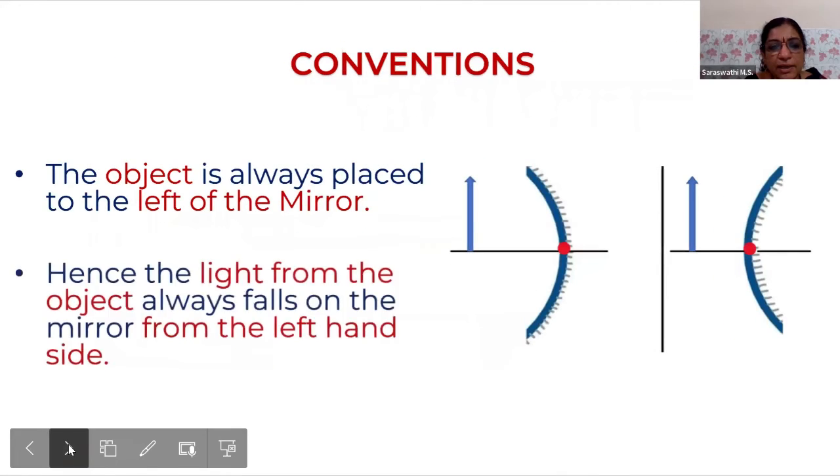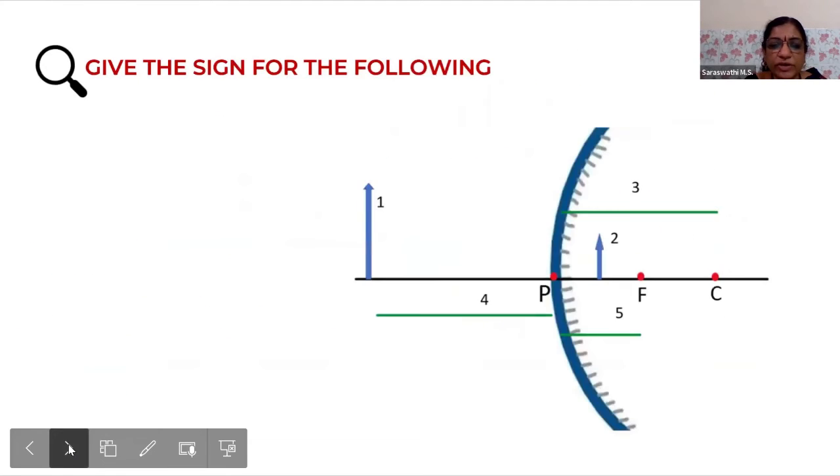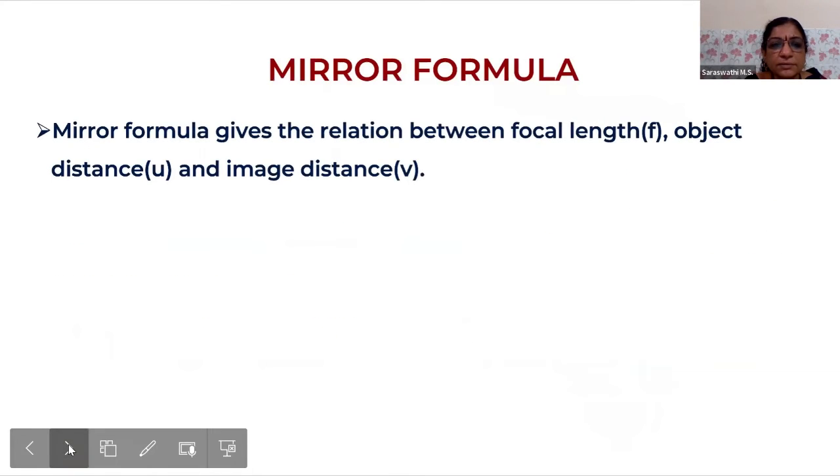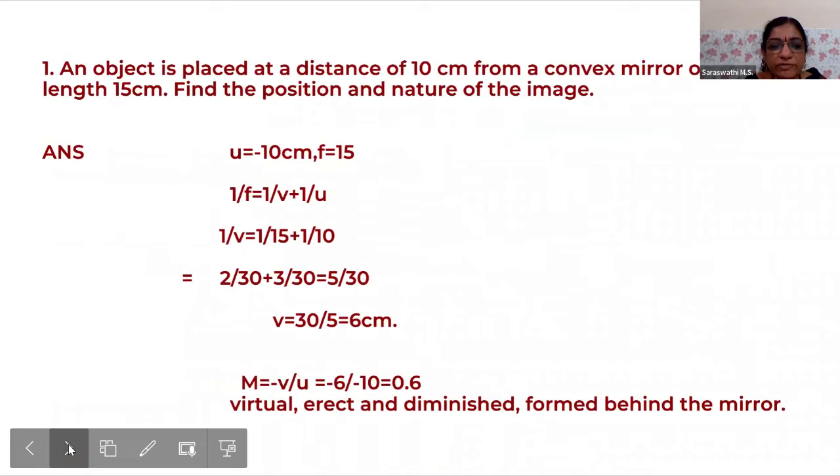So what do you think will be the position of the object here? For which position has this problem been solved? Where is the object? Any position in front of the mirror? Convex mirror?